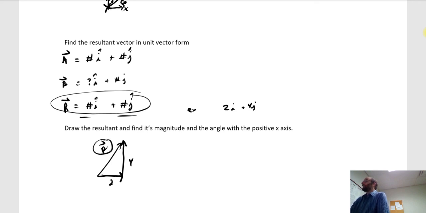And then in my little made-up example, this would be 2, 4. You would then find the magnitude by the Pythagorean theorem. And here's an angle. You would find that using the tangent function. Again, your values won't be 2 and 4. I'm just giving you an idea of what that would look like.